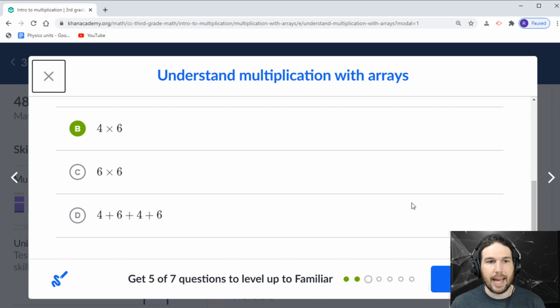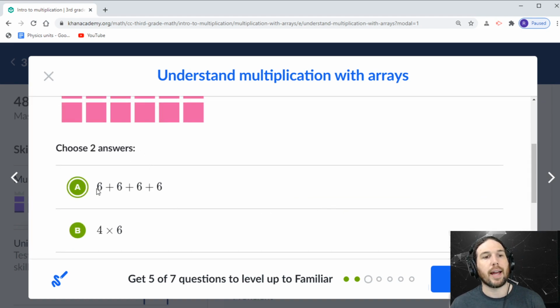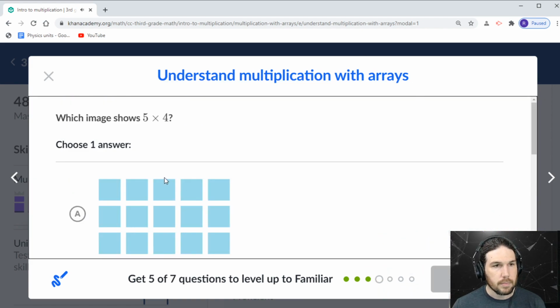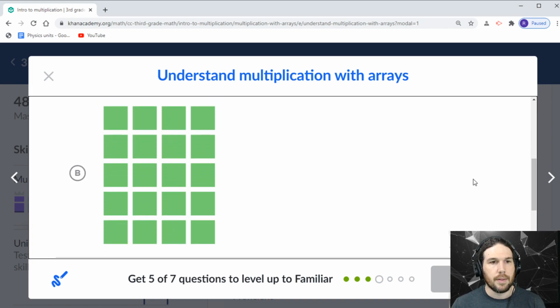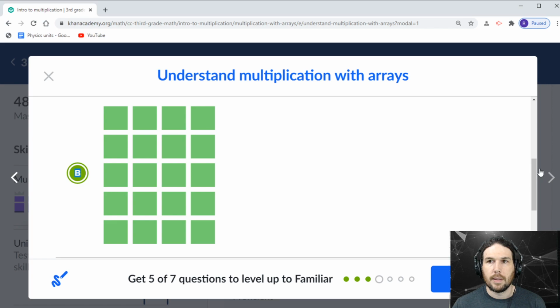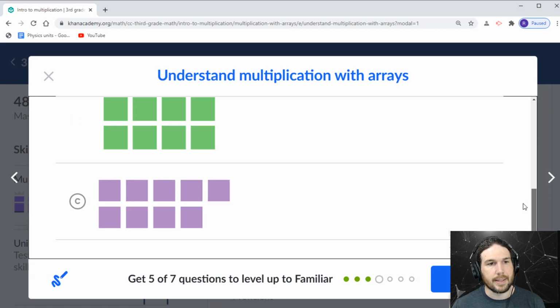Again, choose 2 answers. Oh yeah, 6 plus 6 plus 6 plus 6 is also 6 times 4. Once again, well done, Khan Academy, looking out. 5 times 4, well that's 3 times 5. That one is 1, 2, 3, 4 columns and 1, 2, 3, 4, 5 rows. That is correct. And C isn't anything.